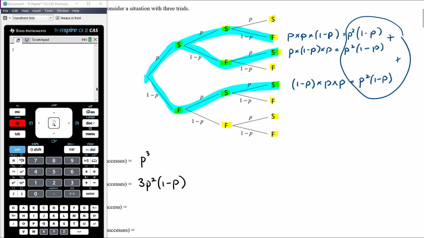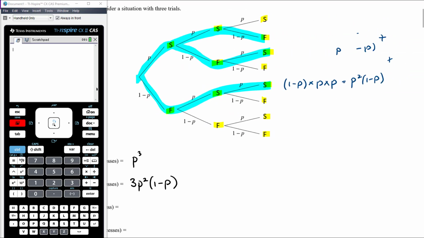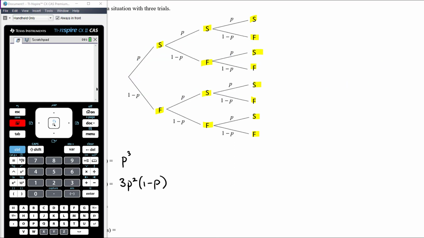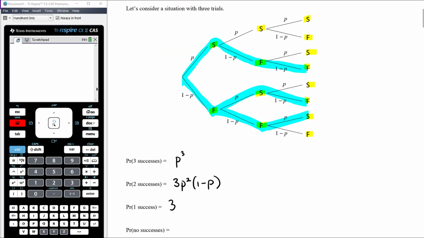Okay, let's think about looking at having 1 success. Let's have a look at the branches that are about 1 success. So we could get success and then failure, failure. We could get failure, success, and then failure. Or we could get failure, failure, and then the 1 success. So again, there's going to be 3 ways that that can happen.